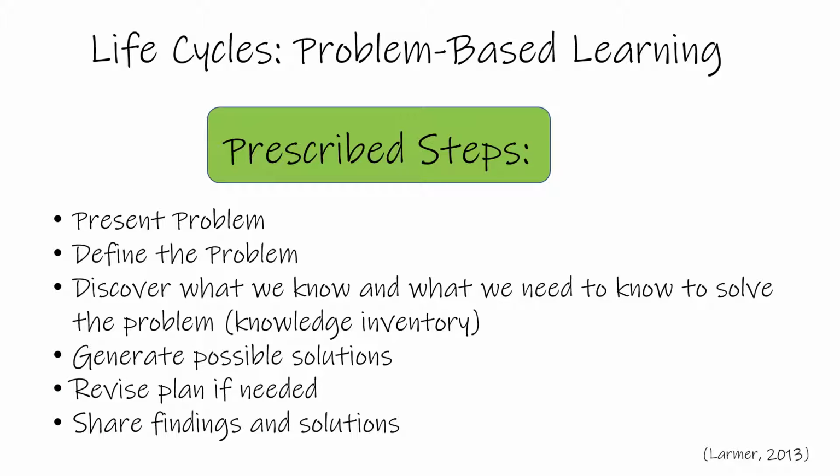Now we will be moving on to a problem-based learning approach with life cycles. Problem-based learning starts with an authentic real-world problem. Students work in cooperative groups. There are prescribed steps to follow, starting with presenting the problem. Students then define the problem. They discover what they know and what they need to know to solve the problem. They list possible solutions to the problem, revising if necessary, and finally, they share their findings and solutions with their peers.